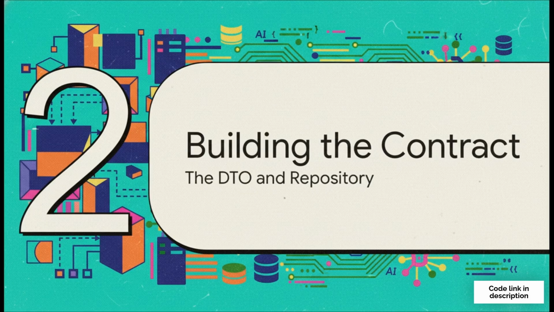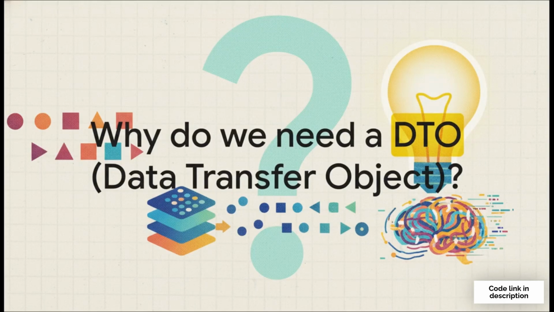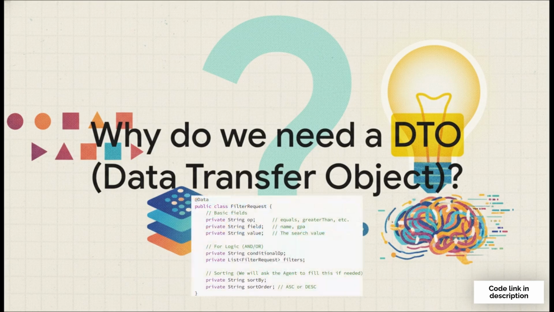All right, enough talk. Let's get our hands dirty and dive into some code. We're going to start with the most fundamental pieces of our application, defining the data contract that's really going to control this entire system. So the very first question you're probably asking is, why do we even need this DTO, this data transfer object? I mean, why can't we just let the AI generate whatever text it wants?